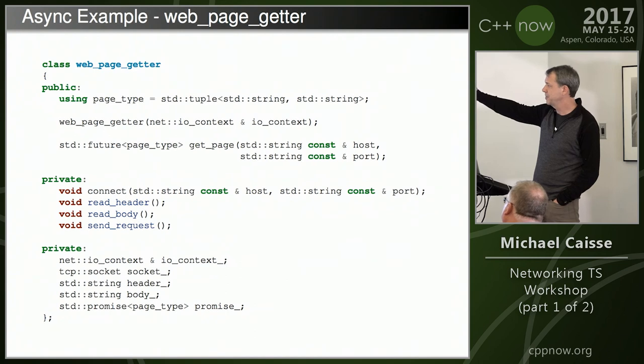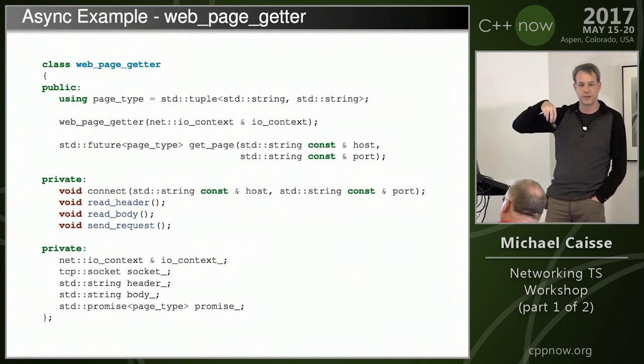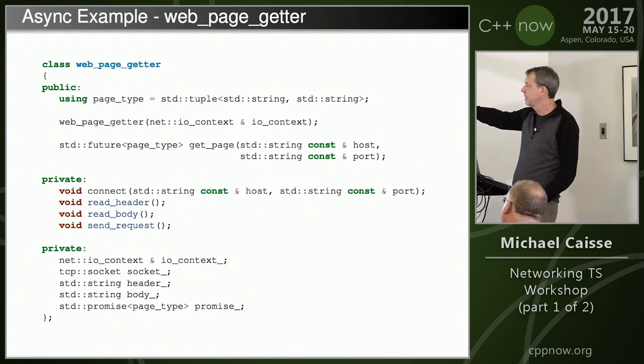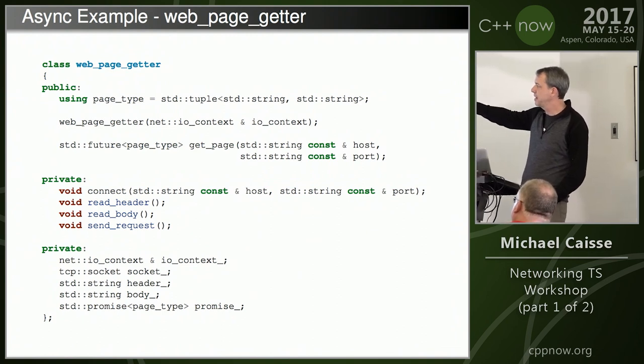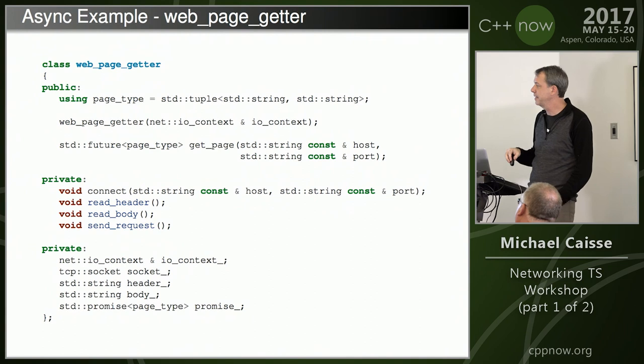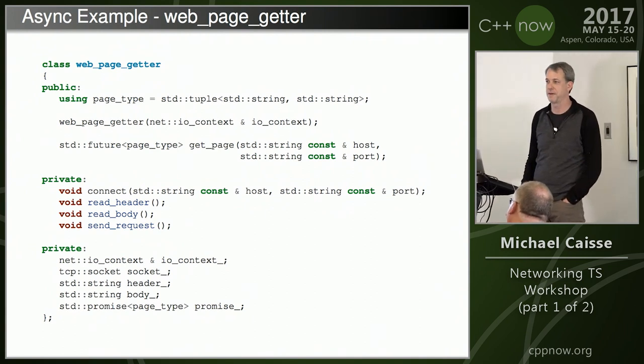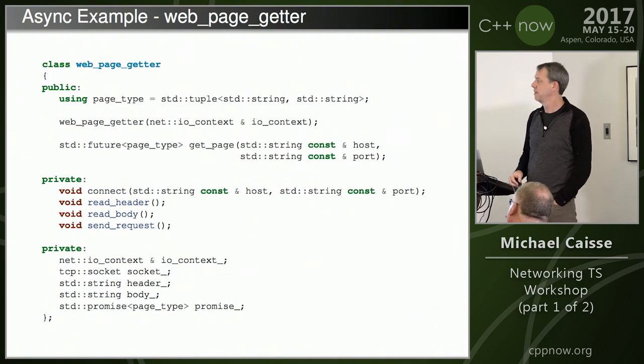We call it get page. And inside of it, it's going to have a reference to the IO context, a socket, the header, the body, and the promise that we're going to notify once we have everything that we want. We've got some helpers here, this connect, read header, read body, and then send request. Hopefully the names make sense. Maybe everything but the web getter thing.